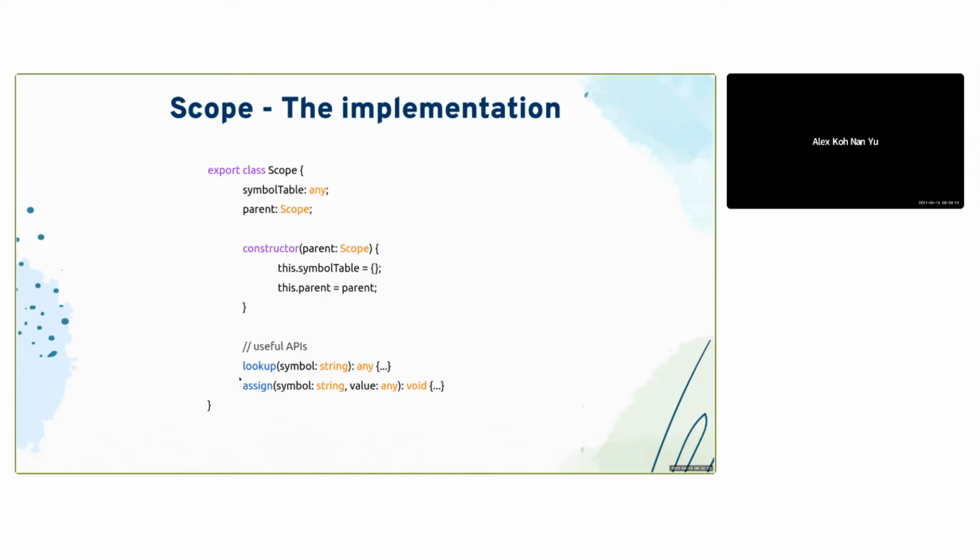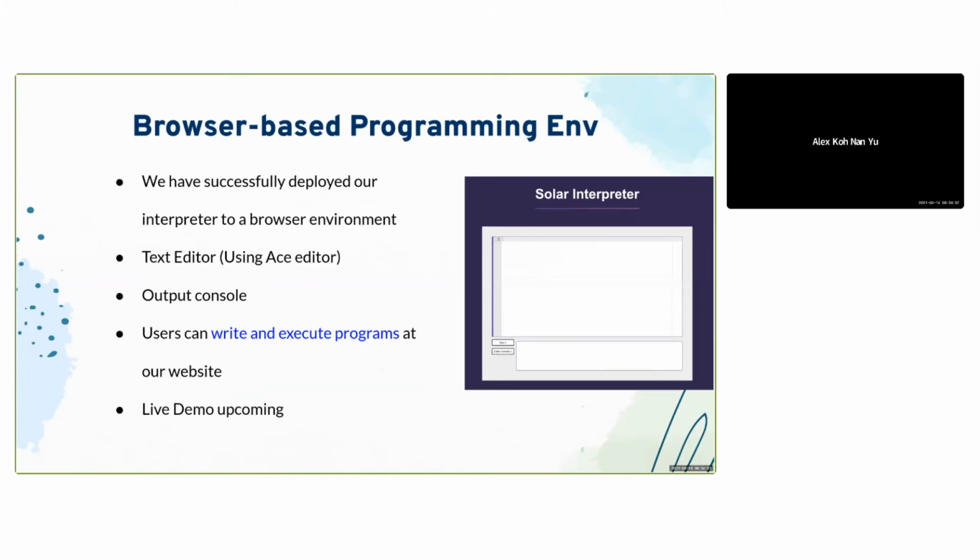And if we want to do a variable assignment, we can call an assign function, which takes in a symbol and a value. Of course, this assign function would modify one particular symbol table. So I'll hand the time over to Yu Heem.